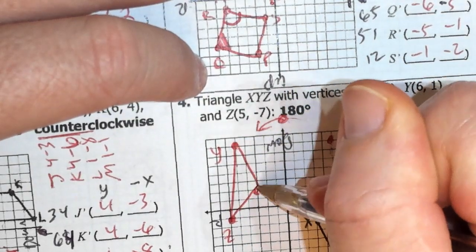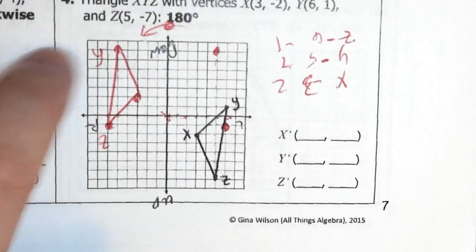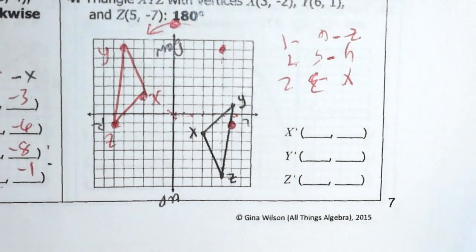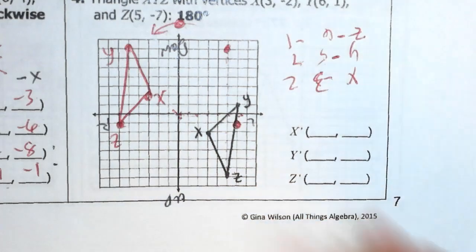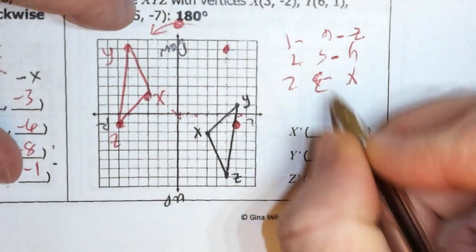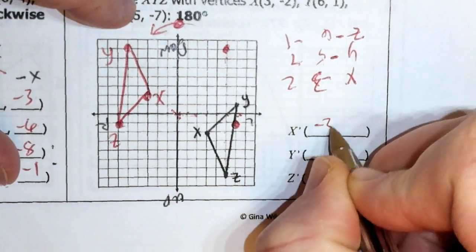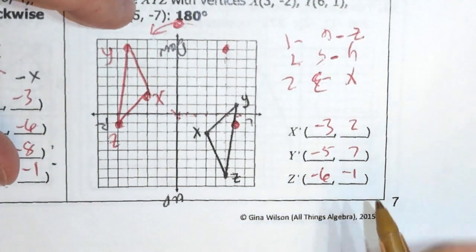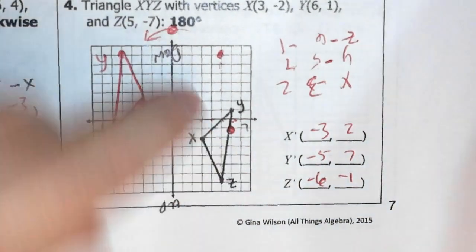Now here's the awesome thing. The picture looks legit, but I have the letters in the wrong spot. But I haven't noticed that yet. The picture looks right. The letters are wrong. And I'm going to catch this mistake when I actually type this in here. Negative 3, 2, negative 5, 7, and negative 6, negative 1. This is wrong, but I'm going to catch my mistake.